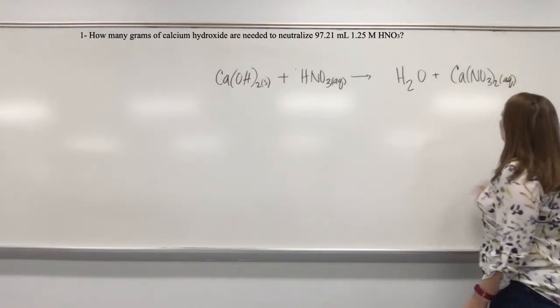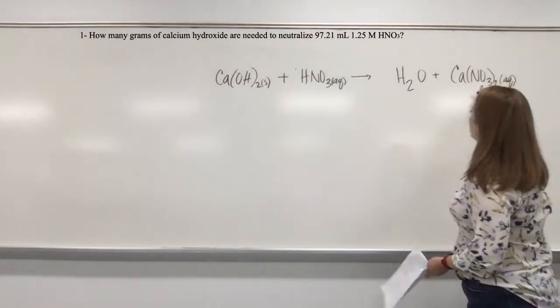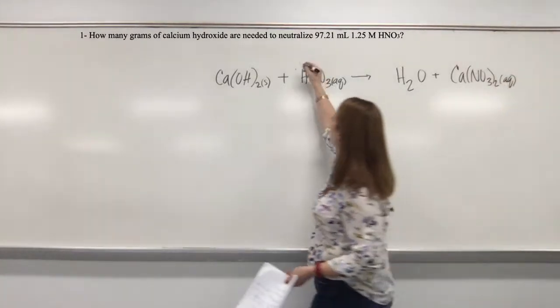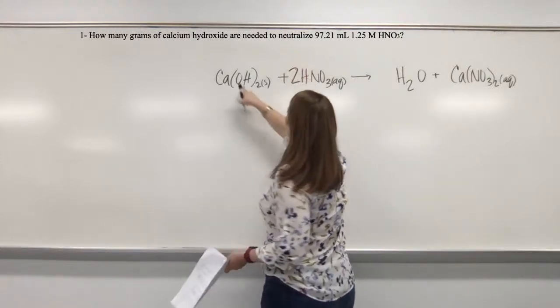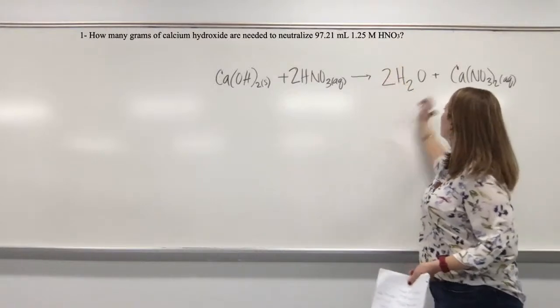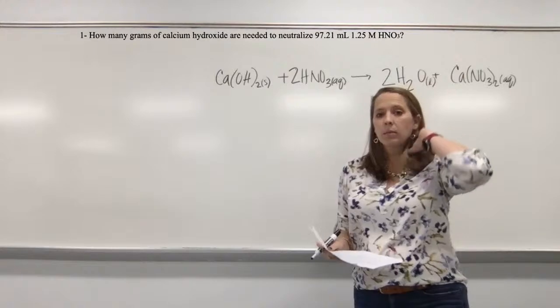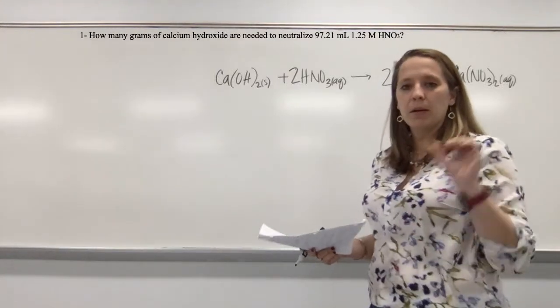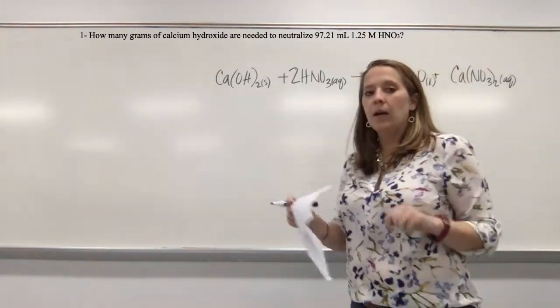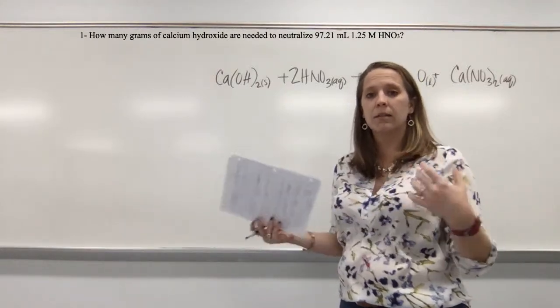So that's going to be aqueous, which means we need to check for balance. We have 2 nitrates on this side, so we're going to put a 2 here. 2 hydroxides and 2 protons give us 2 waters, and this comes out as a liquid. Now we have a balanced chemical equation. First step, done.